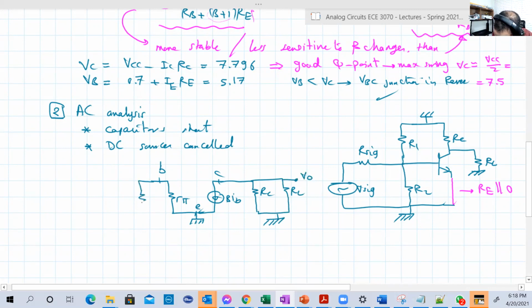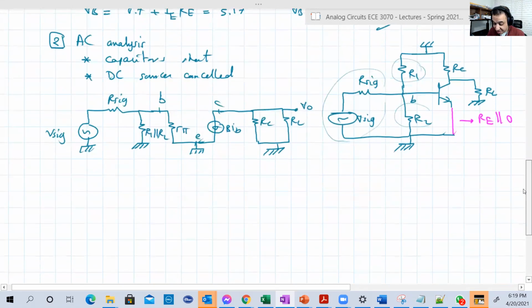Then you have here R1 parallel with R2. So between the base and the ground, you have three branches. This branch R1, this branch R2, this branch R signal and V signal. So R1 and R2 will be parallel, so I'll just combine them in the parallel form. Then R signal, then V signal. Good. Now we can determine anything.